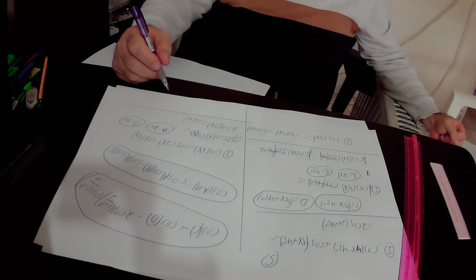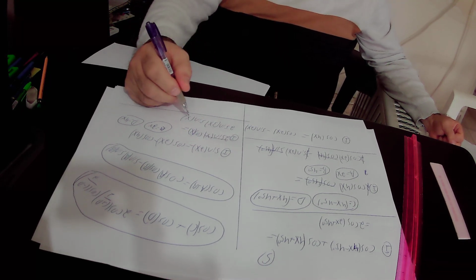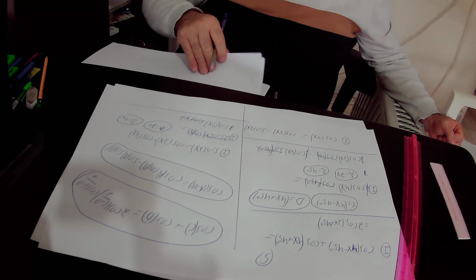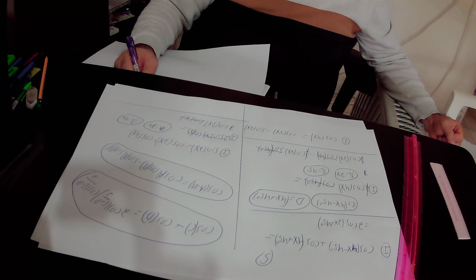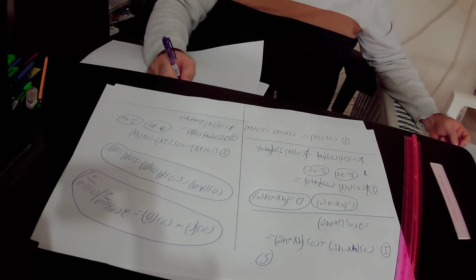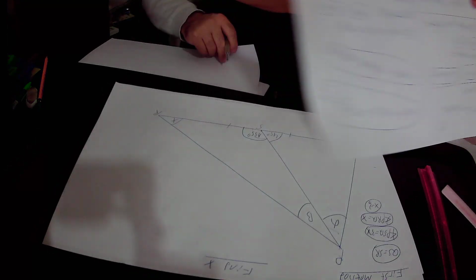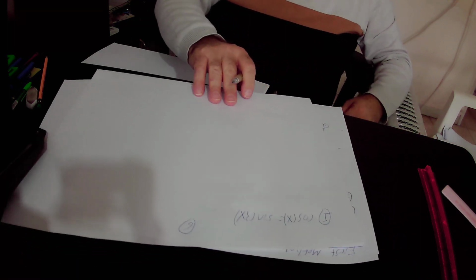We will divide equation number 1 by 2 sine x. So here 2 sine x will get cancelled, and here also 2 sine x will get cancelled. What is left from equation number 1 after we divide it by 2 sine x is cosine x equals sine 3x. Okay? We got that according to equation number 1, cosine x equals sine 3x.